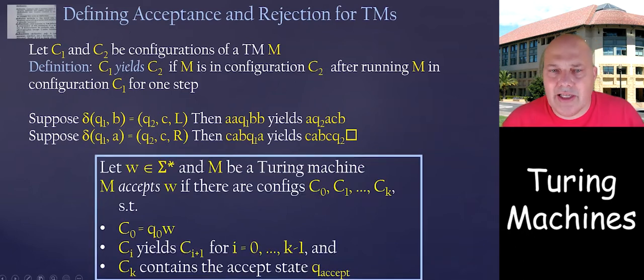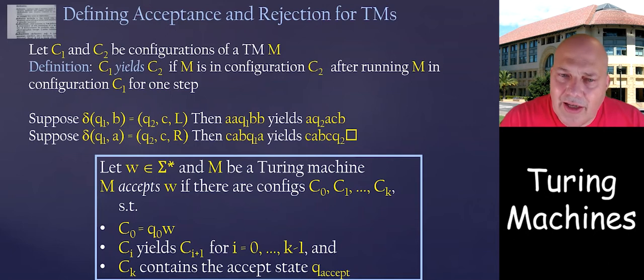And now we can say that if W is a string and M is a Turing machine, then M accepts W if there is a sequence of configurations, C0 up to Ck, such that C0 is just the initial configuration. Initial configuration means that you're in the start state, Q0, pointing to the leftmost symbol in W, and you have W written on the tape. So that's Q0 W.